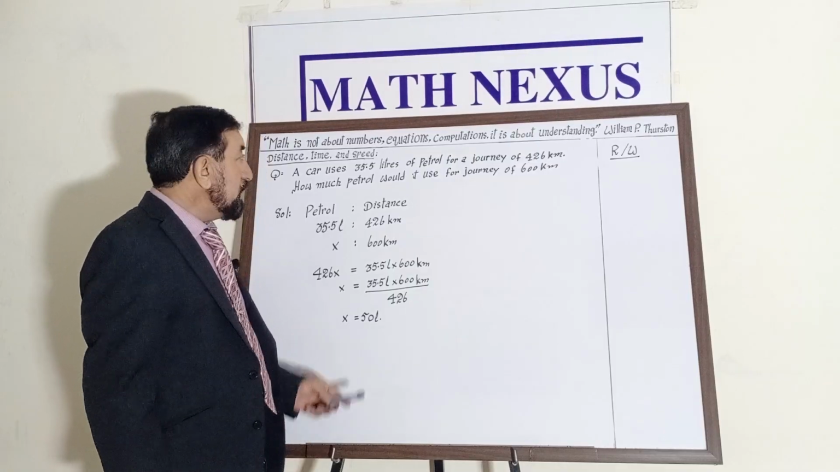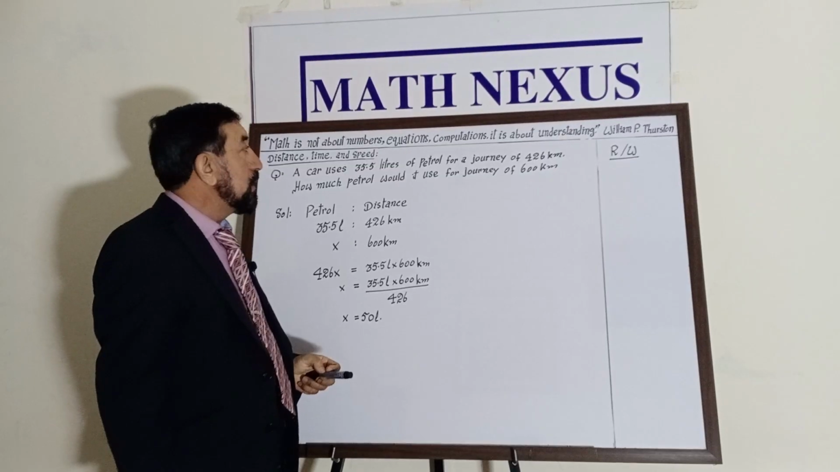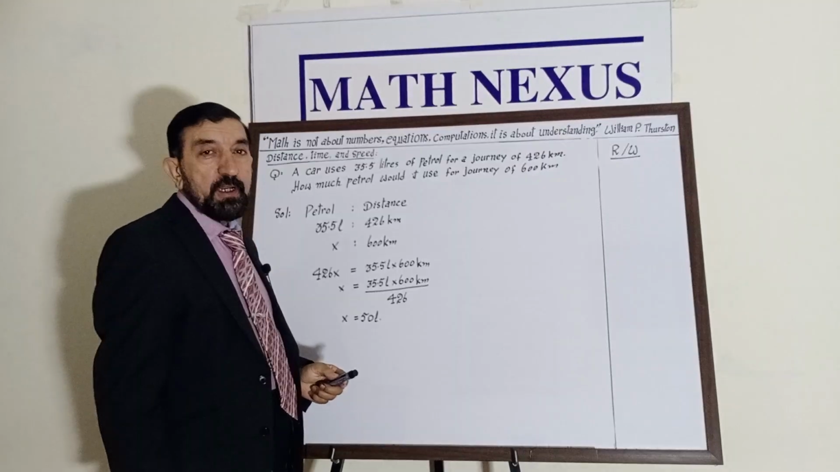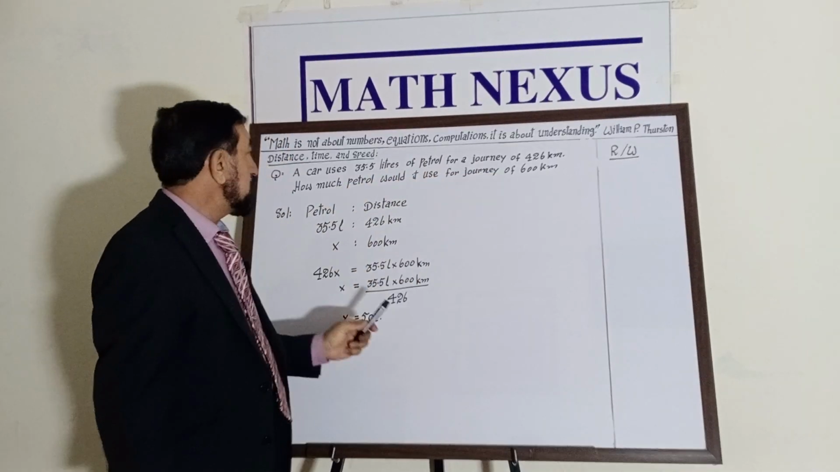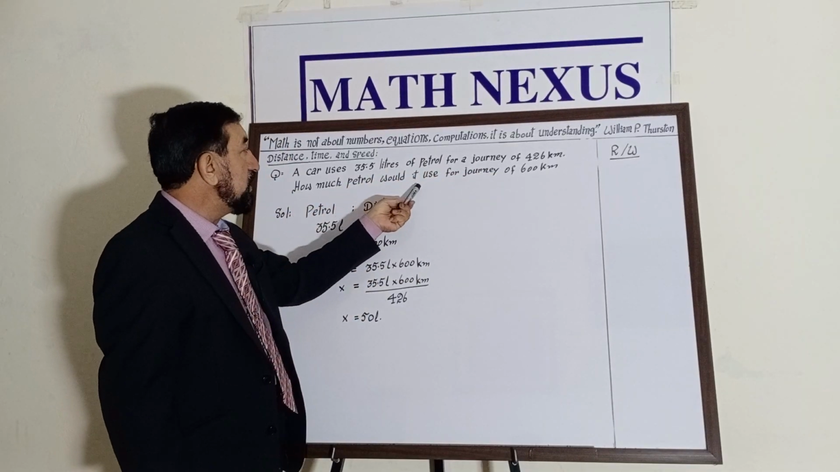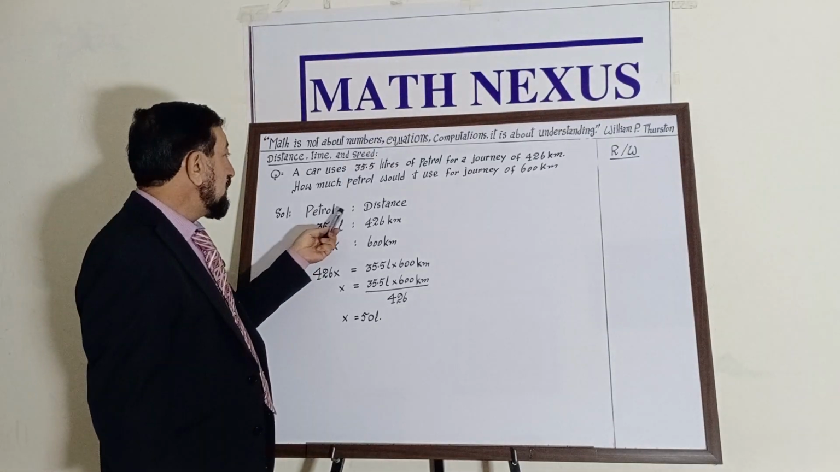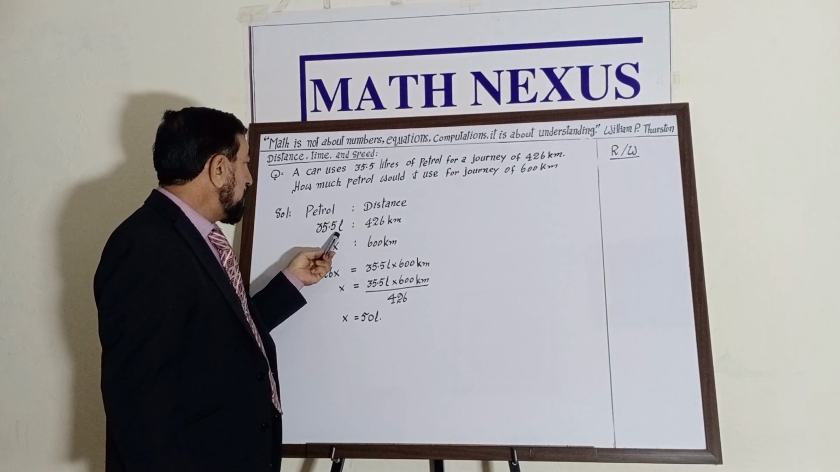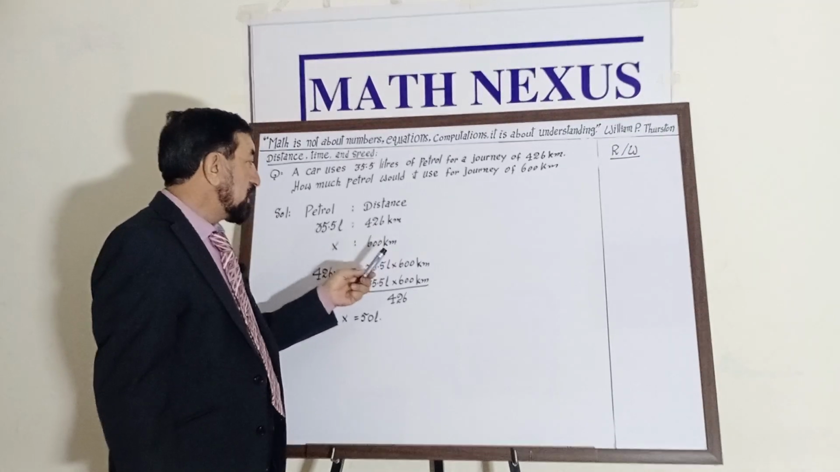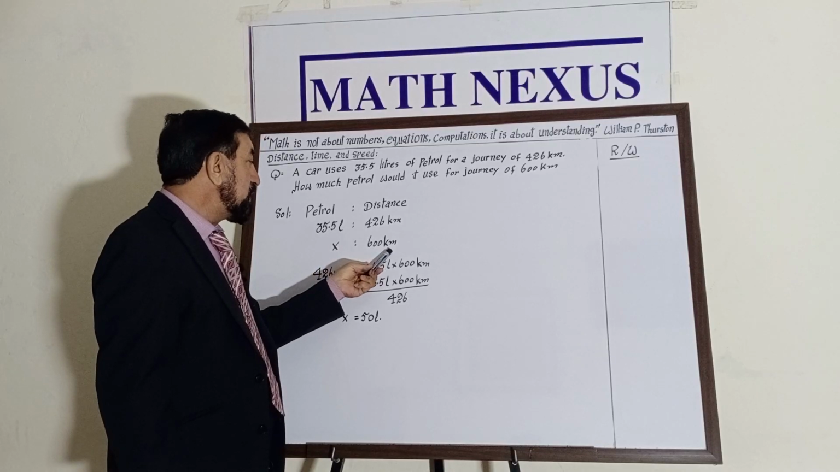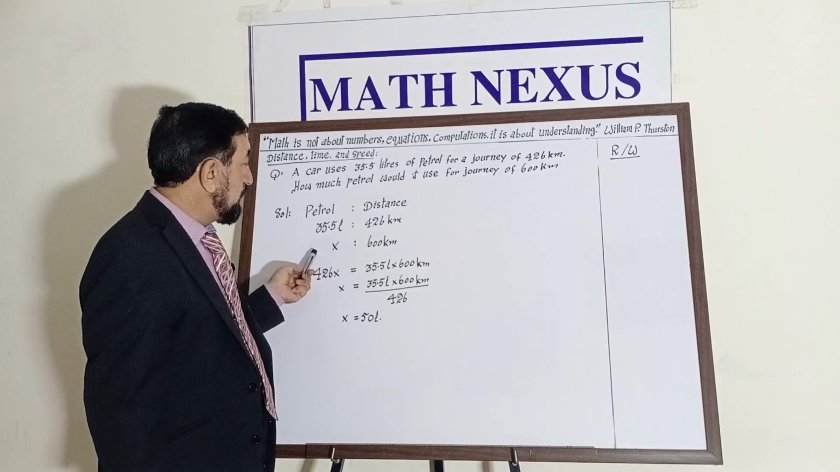Well, look at the question. A car uses 35.5 liter of petrol for a journey of 426 km. How much petrol would it use for a journey of 600 km? Petrol to distance: 35.5 liter petrol, 426 km distance. Now 600 km distance, how much petrol will be required?